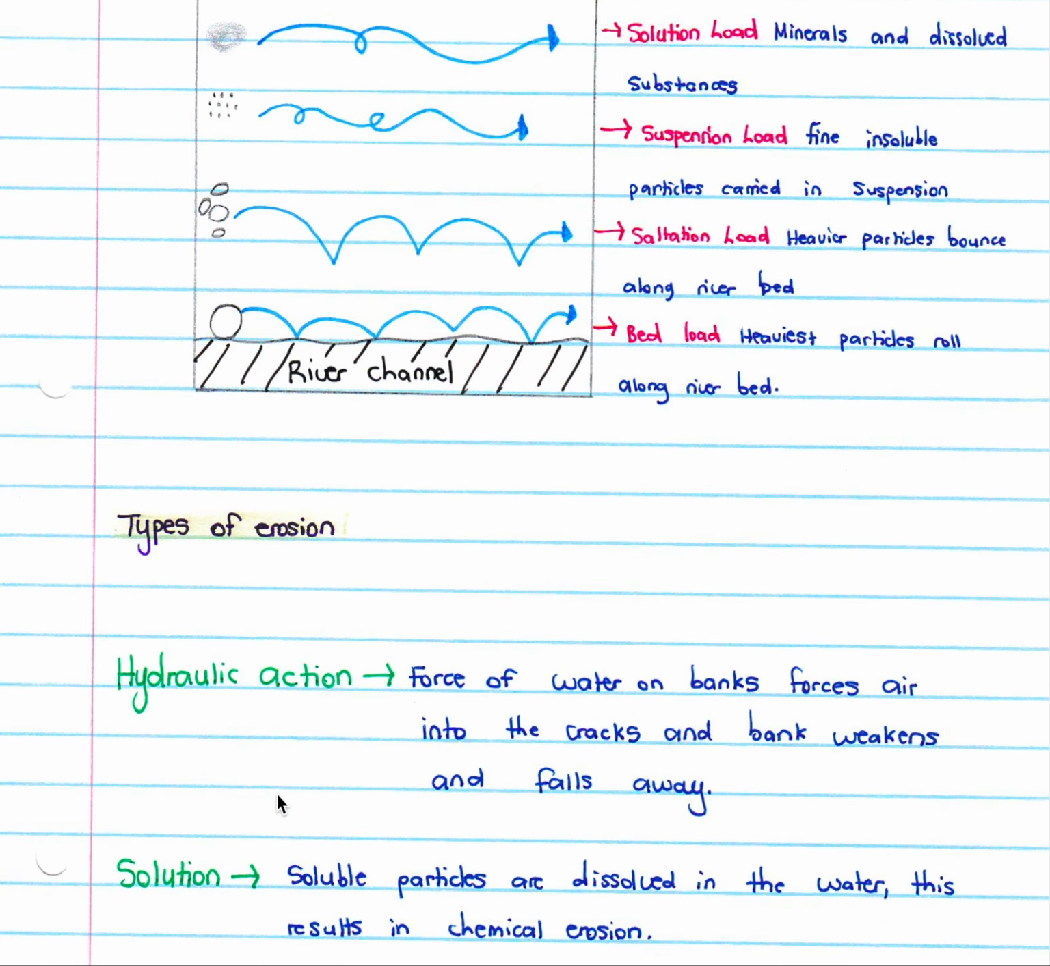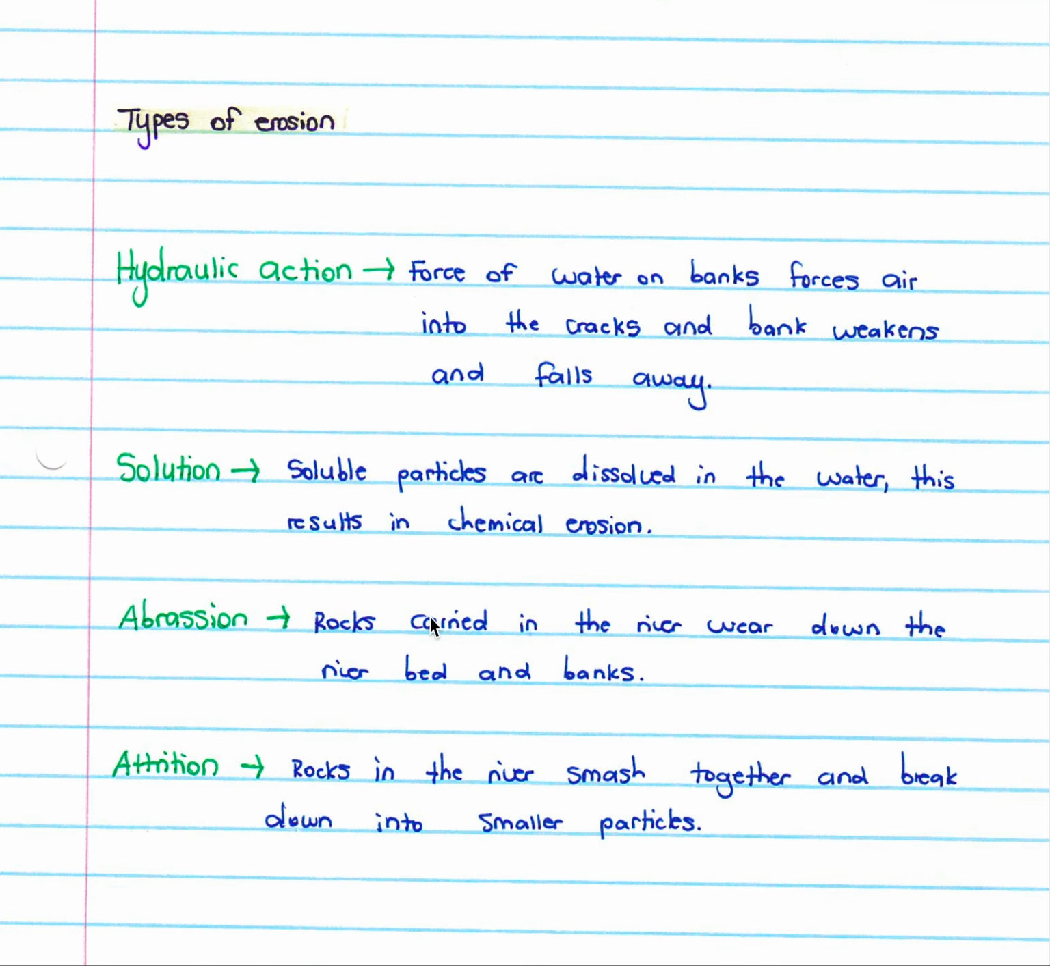Then we look at types of erosion. Hydraulic action. The force of water on banks forces air into the cracks and the bank weakens and falls away. When we look at fluvial landforms, we will see that this causes our meanders, it causes our oxbow lakes, and it plays a role in forming our waterfalls.